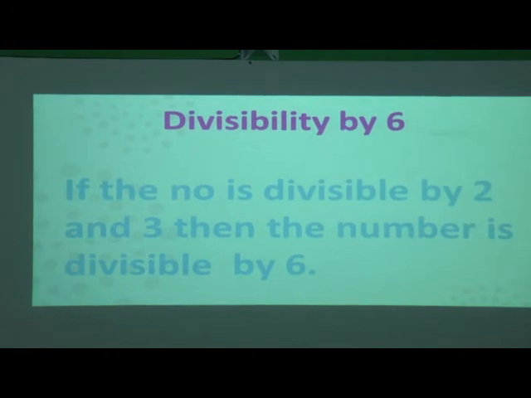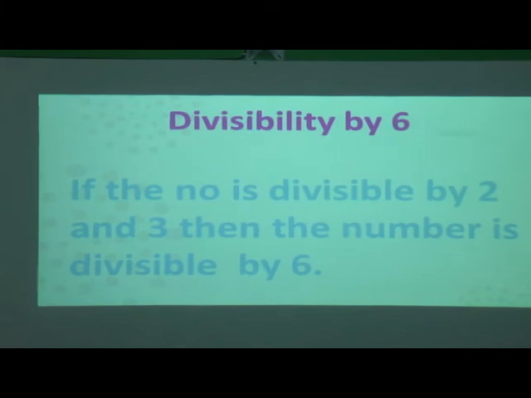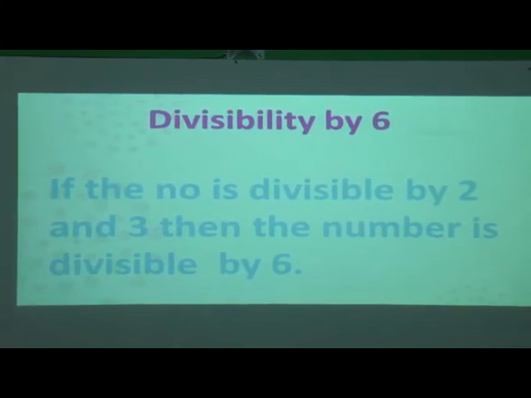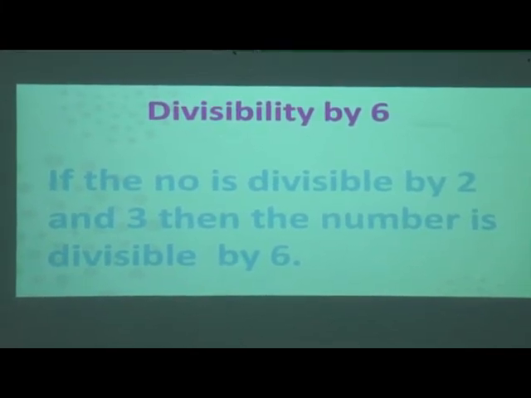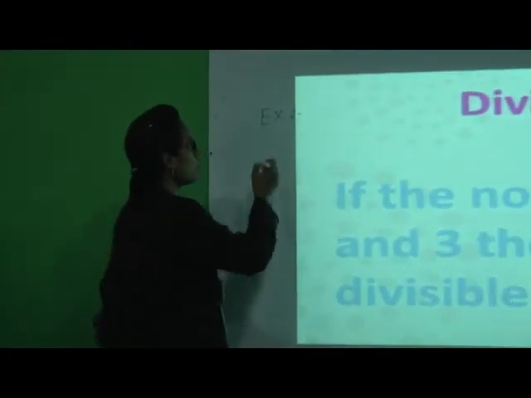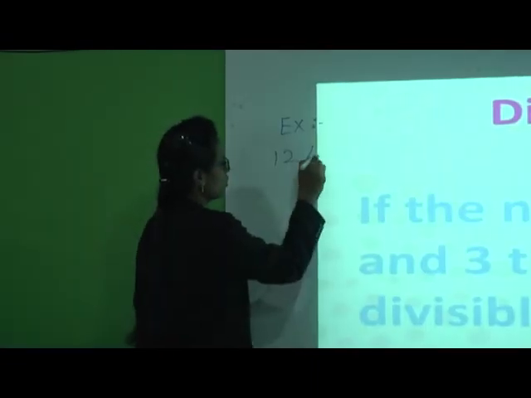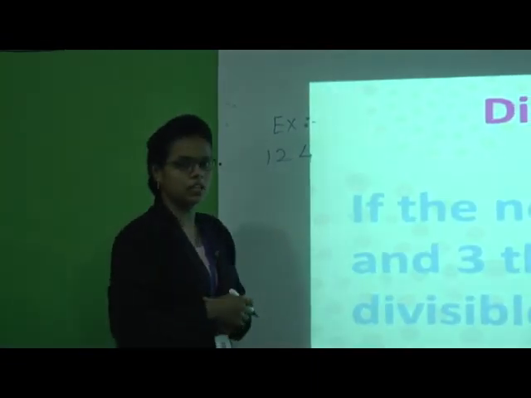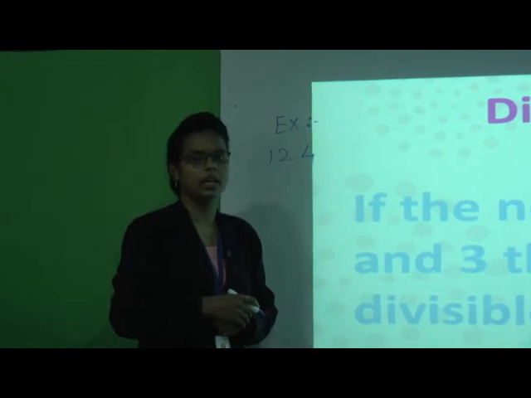Divisibility by 6. If the number is divisible by 2 and 3, then the number is divisible by 6. Let us see an example to understand this divisibility rule. Now we have the number 124. Okay, we have a 3-digit number, that is 124.